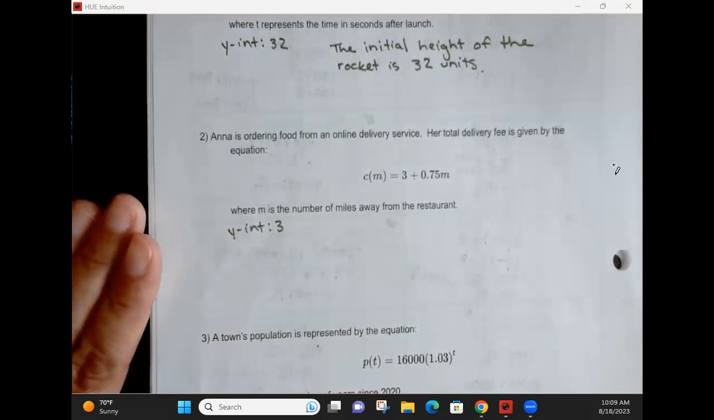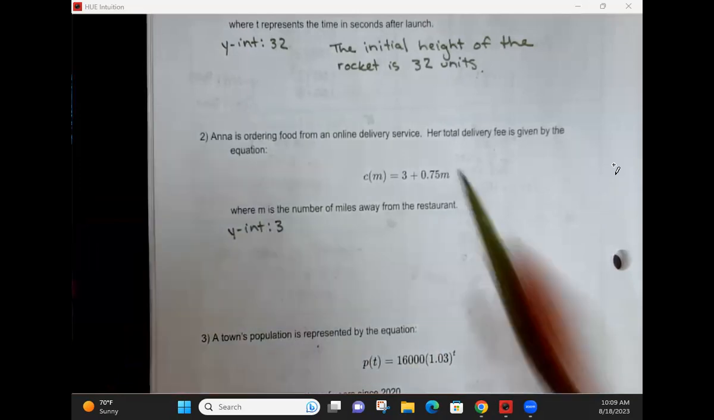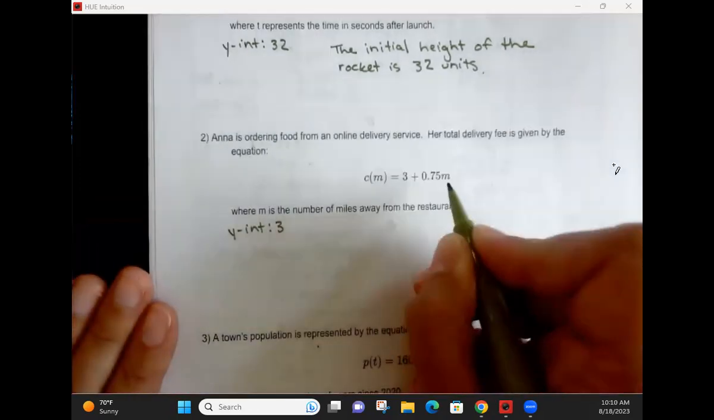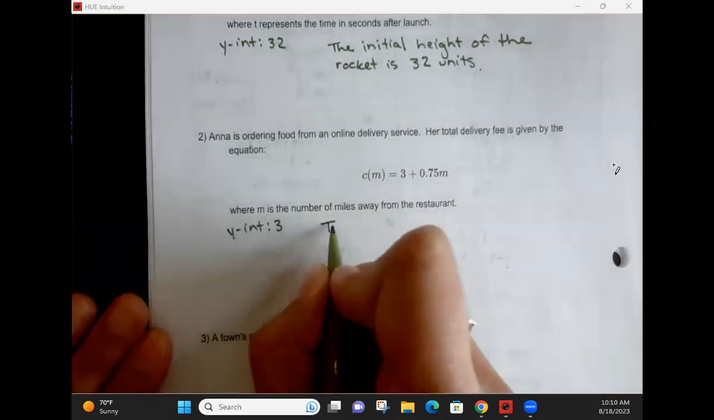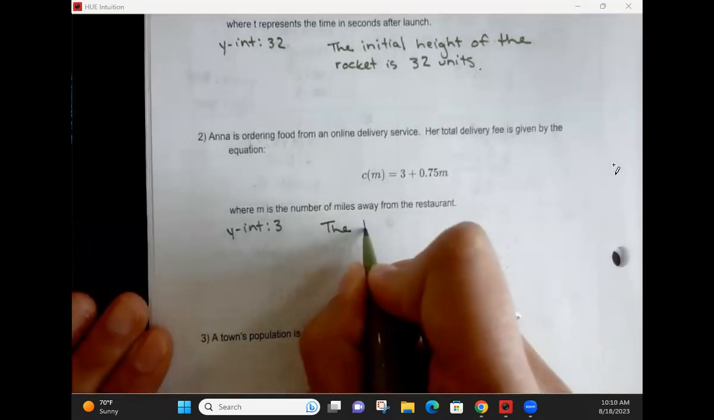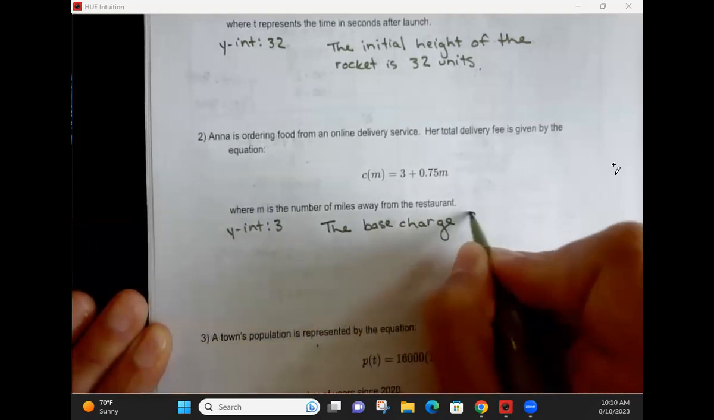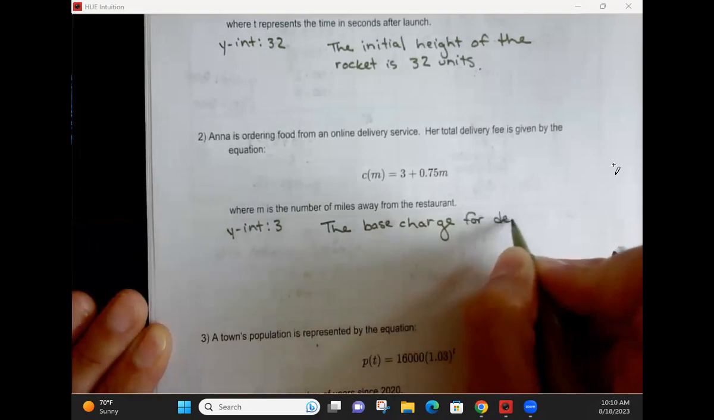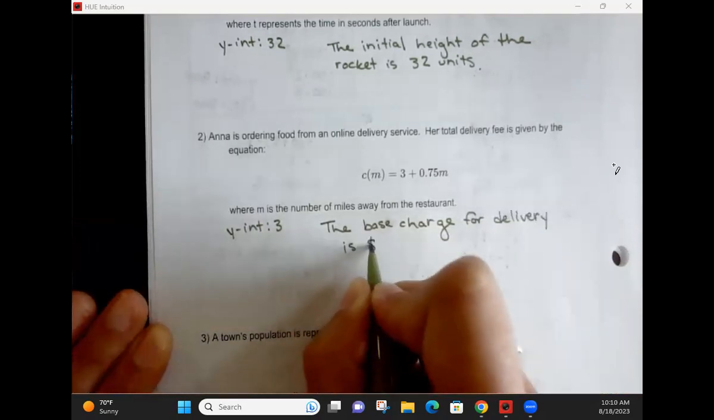Yeah, so this is a delivery service, right? It's like an Uber Eats situation. And the charge is per mile plus some sort of flat fee is what we're seeing from our function here. This is our charge per mile, but it's always going to be at least $3. So let's say maybe the base charge for delivery is $3.